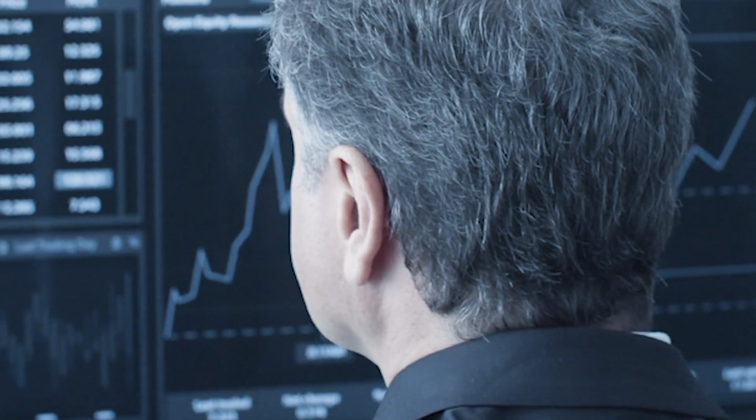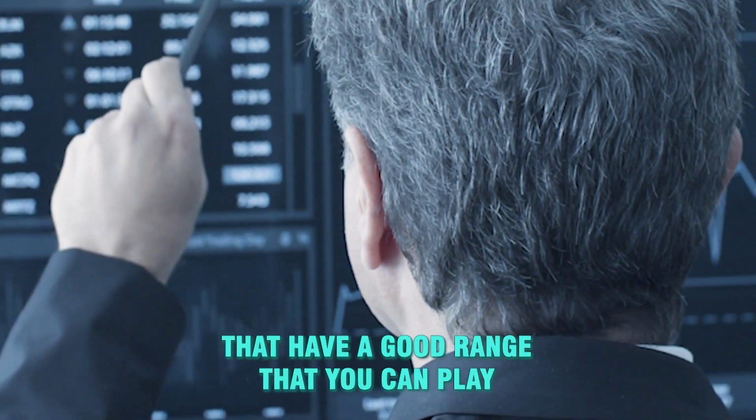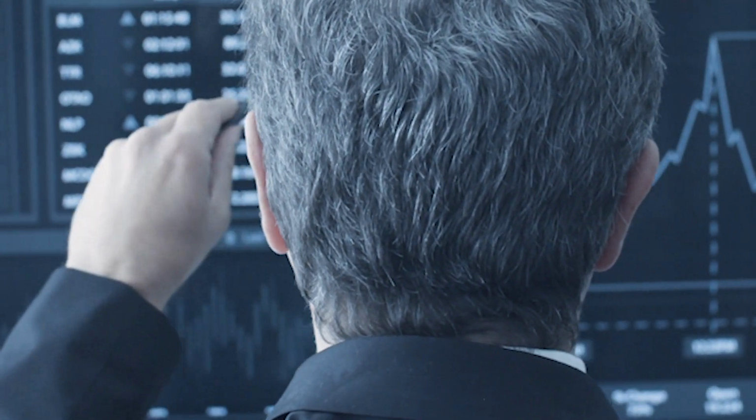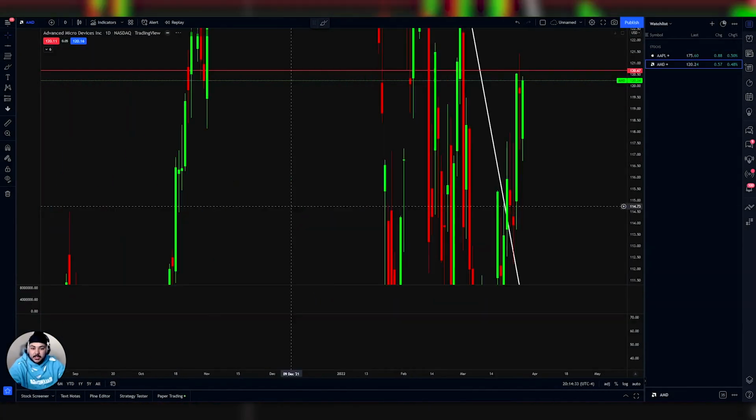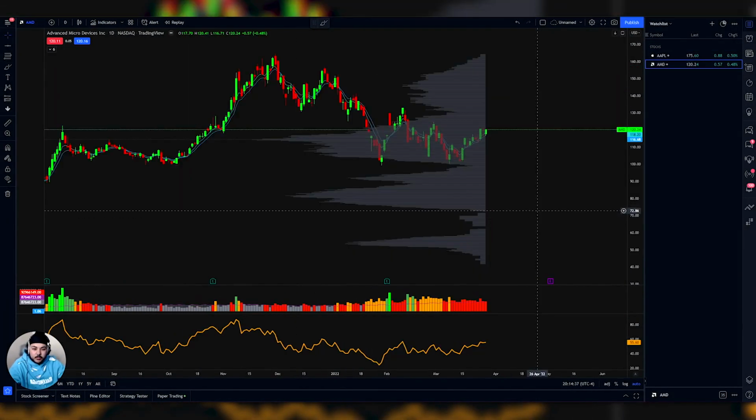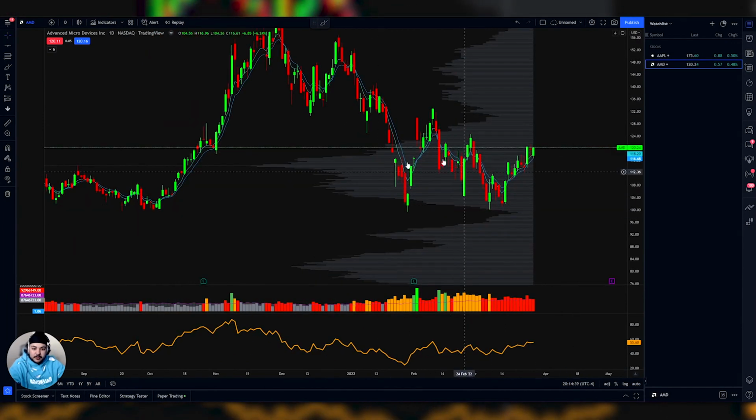So number two, what you're going to be looking at is stocks that have a good range that you can play. So I'll give you guys an example. We're going to go on to AMD here. I'm going to go into the daily chart. I'll take off my levels for you guys. We're going to look at how much this stock really moves in a day. And you guys can see each candle here represents one single day because this is the daily chart.